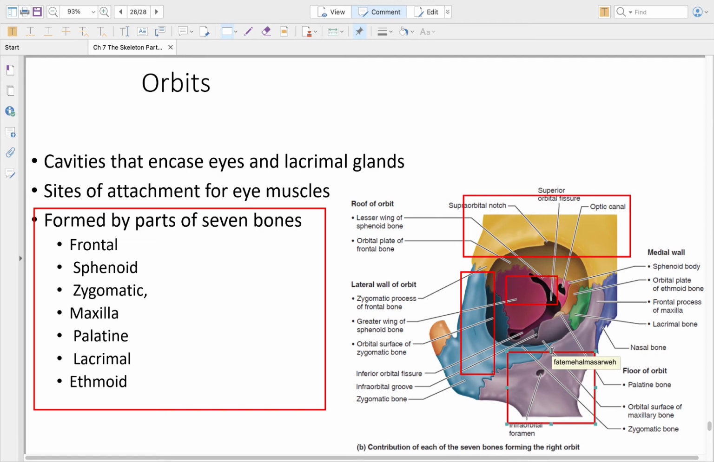Now the palatine bone and the lacrimal bone and the ethmoid bone. So let's take a look. Okay, in orange, right there, this little guy right here is part of the ethmoid bone that helps make up the orbit. Okay, in green, right there. Okay, that's the lacrimal bone.